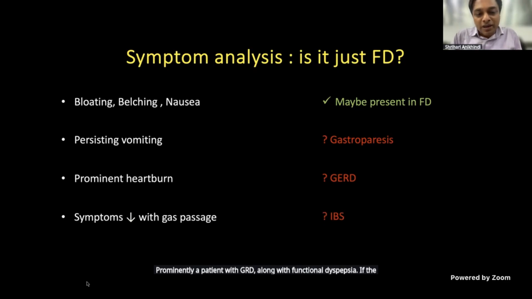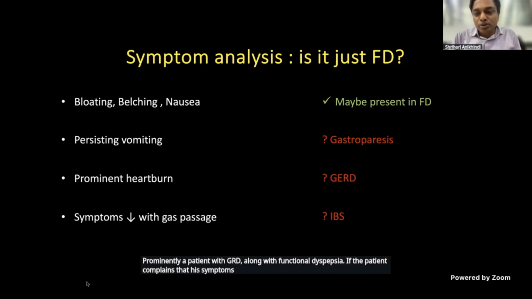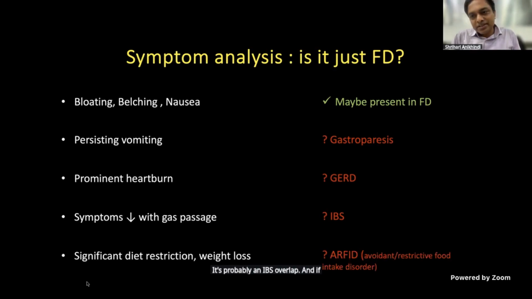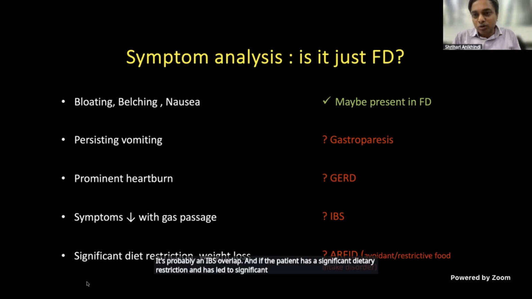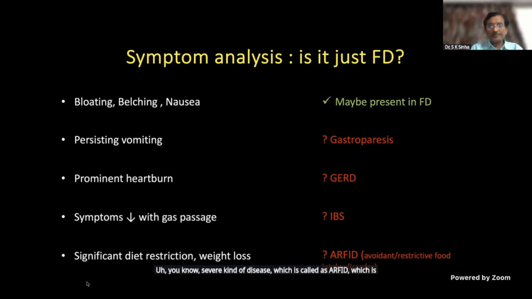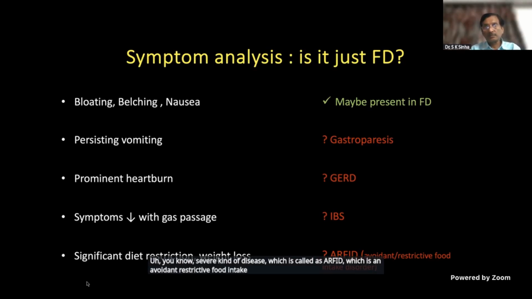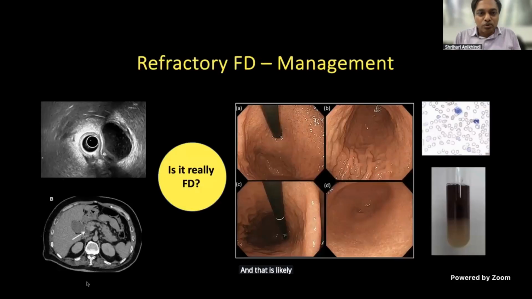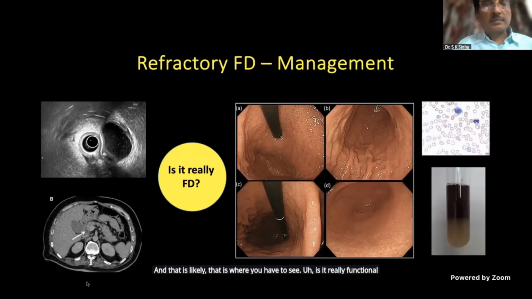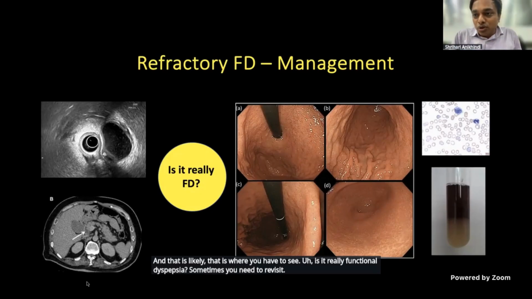If the patient complains that his symptoms go on reducing with passage of gas, it's probably an IBS overlap. And if the patient has a significant dietary restriction and has significant weight loss, we are probably dealing with a more severe kind of disease, which is called ARFID, which is avoidant restrictive food intake disorder. And that is where you have to see: is it really functional dyspepsia? Sometimes you need to revisit your diagnosis.